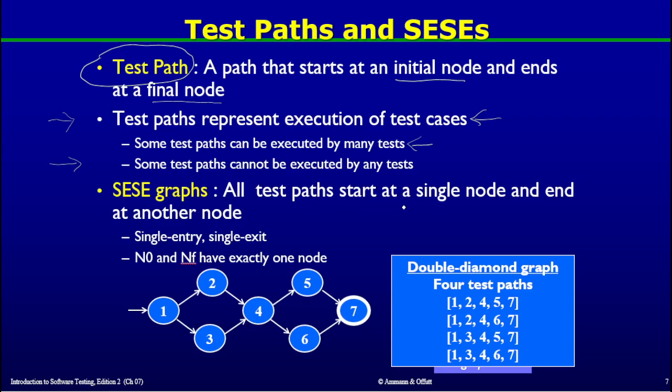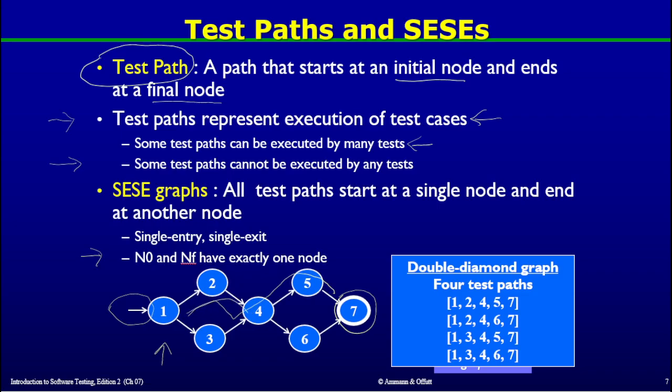All test paths start at a single node and end at another node. So SESE stands for single entry and single exit, as stated here. And here is an example of a single entry, single exit graph. Here, this is the initial node number 1, and this bold edged node number 7 is the final node. And here we can see that all paths that initiate at node 1 are all ending at node 7.